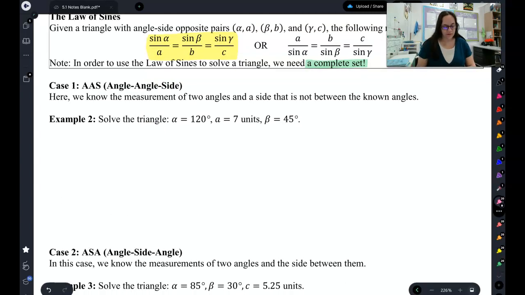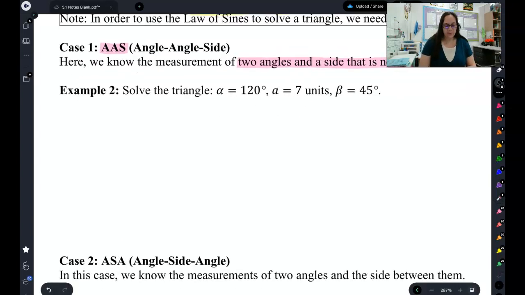Now, there's a couple cases where we use the law of sines. We're going to define each of these today. The first one is known as angle-angle-side. That is where you know two angles and a side that is not between those angles. That's what we call angle-angle-side. So we know two angles and then we know a side that is not between those two angles.